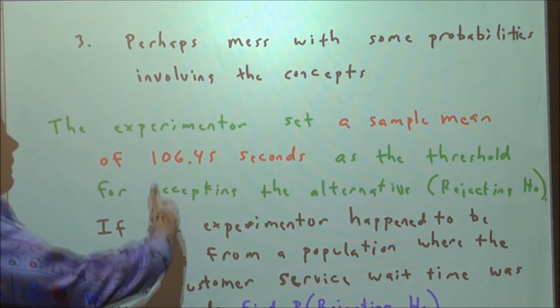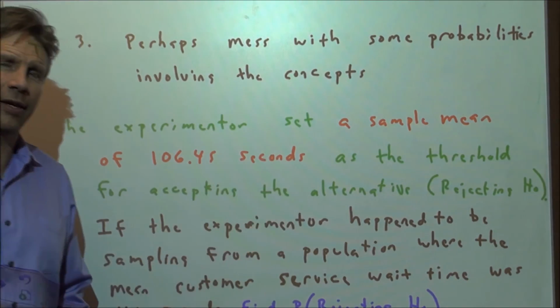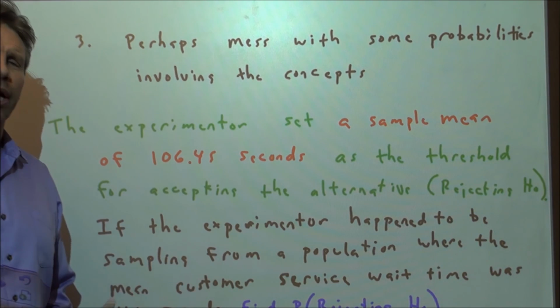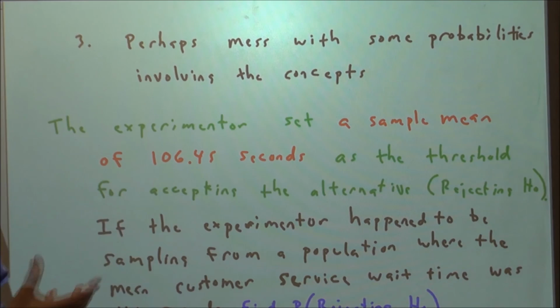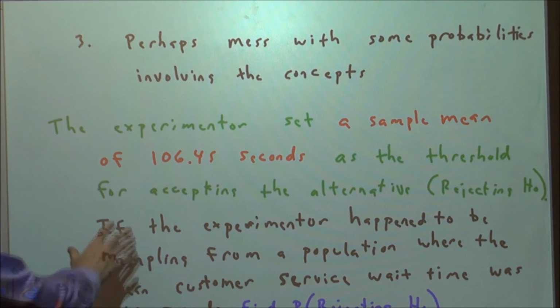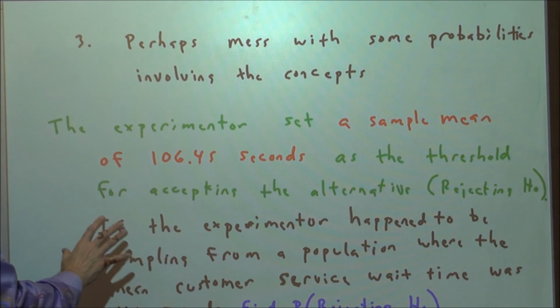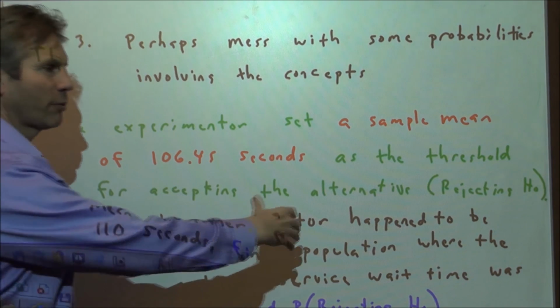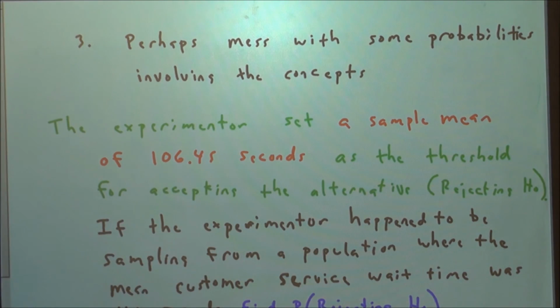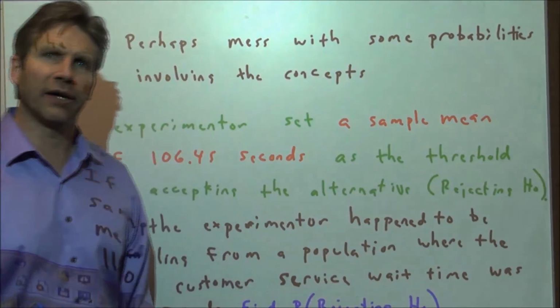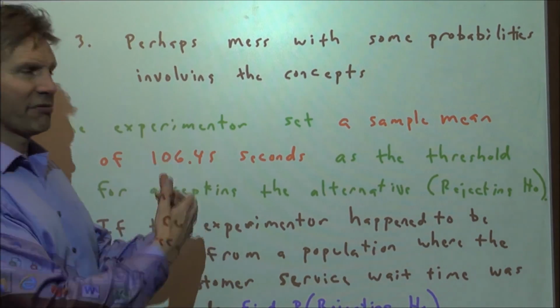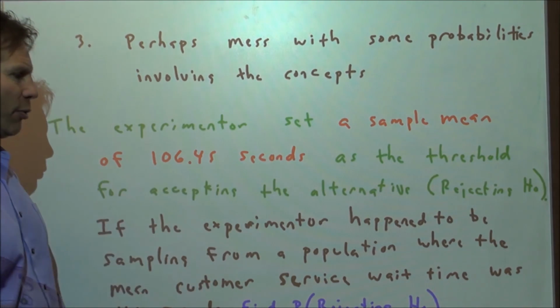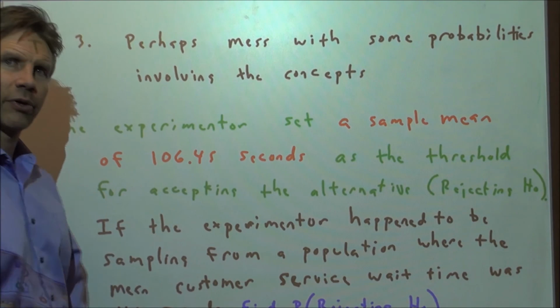And then finally, you might be asked to mess with some probabilities involving the concepts, but the question would pretty much walk you through the process to where you wouldn't have to construct it all on your own. It might look something like this. The experimenter set a sample mean of 106.45 seconds as the threshold for accepting the alternative, in other words, rejecting the null. And so if the experimenter just happened to be sampling from a population where the mean customer service wait time was 110 seconds, then find the probability of rejecting the null. So you would go to that distribution of 110 and find the probability of getting a result above 106.45. That's the power of the test. That's answering the question right there.